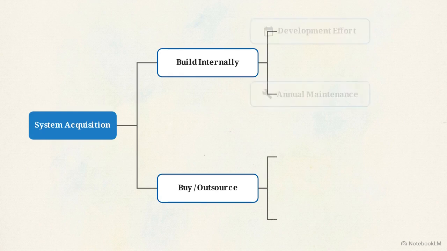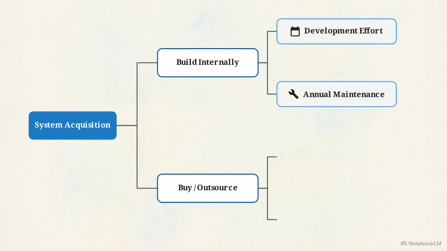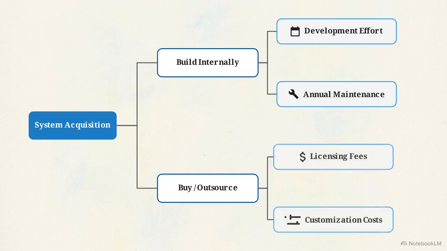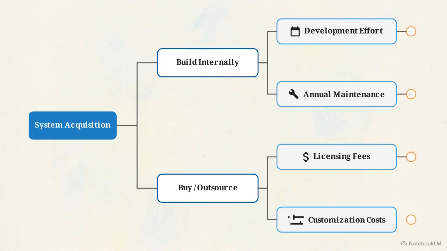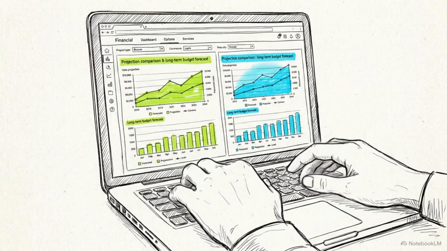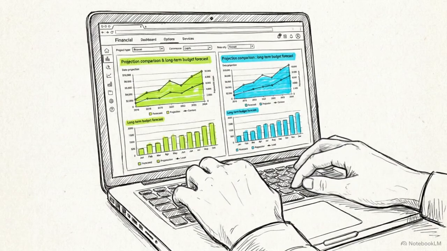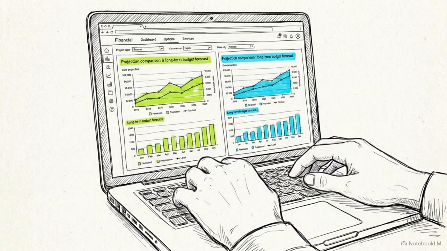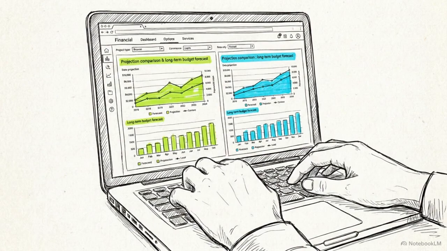Each of those choices creates a cascade of new variables. If we build it, we have to calculate ongoing maintenance. If we buy it, we have to factor in licensing and customization costs. Mapping these divergent paths forces stakeholders to confront the long-term financial consequences of a binary choice before committing any budget.